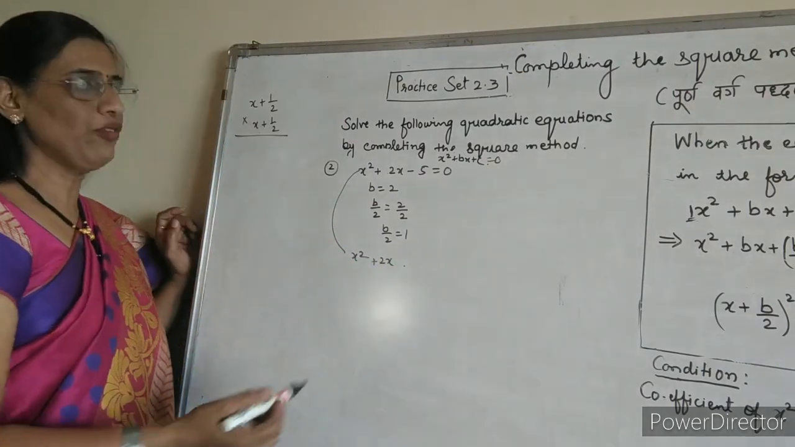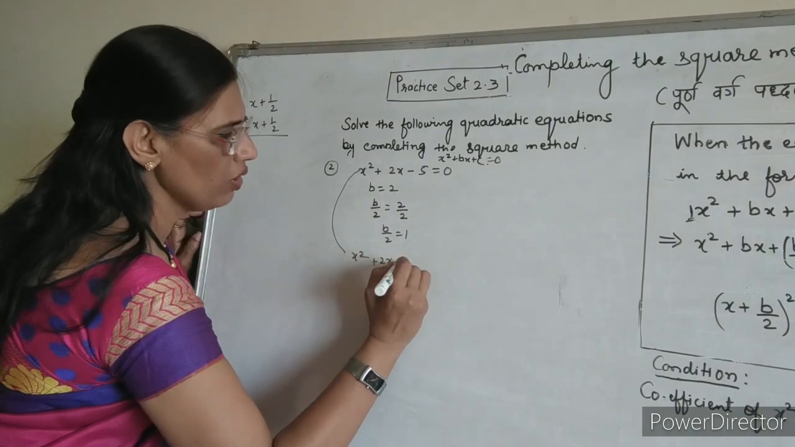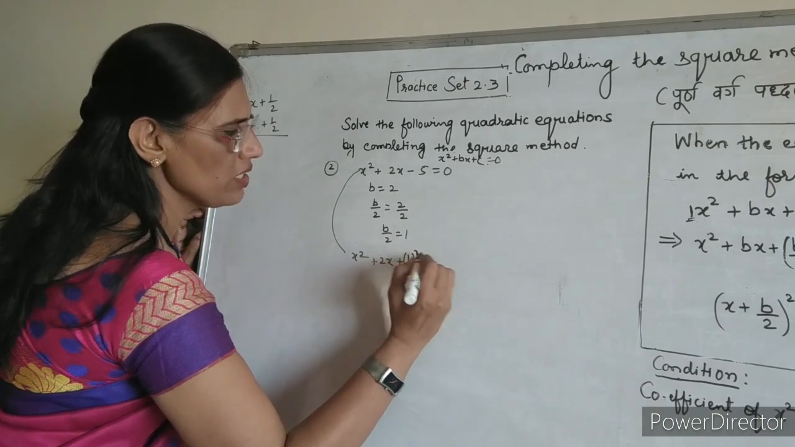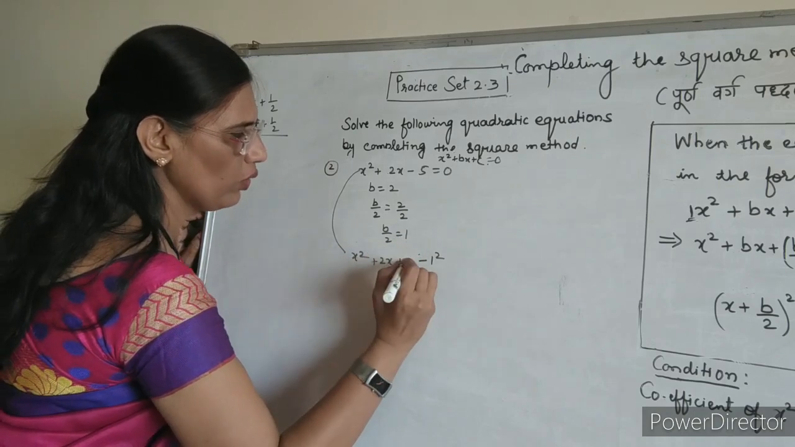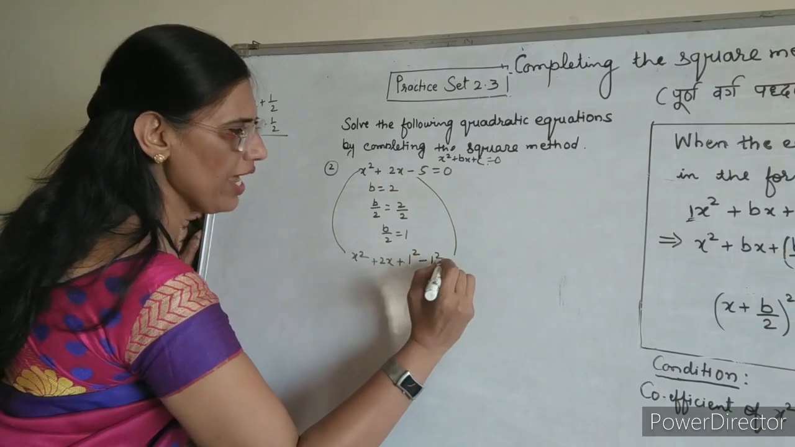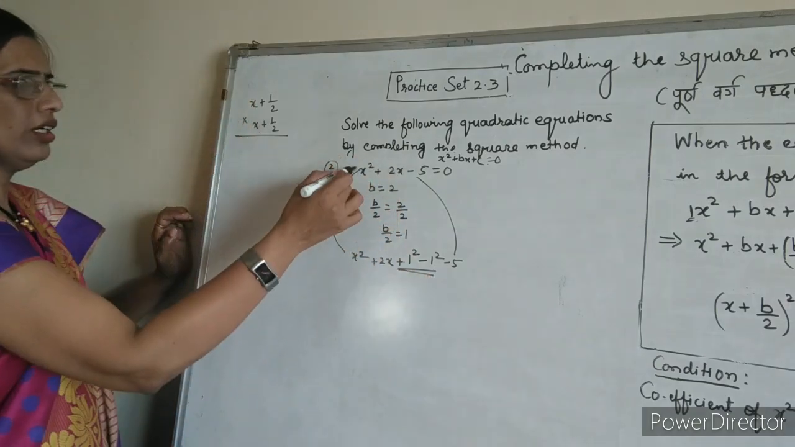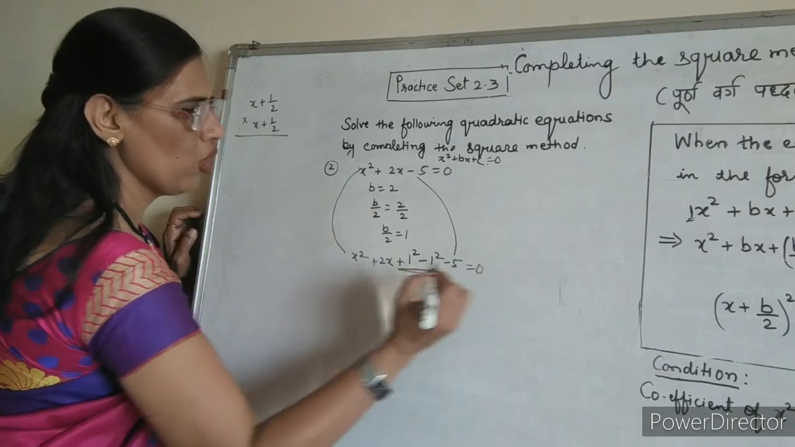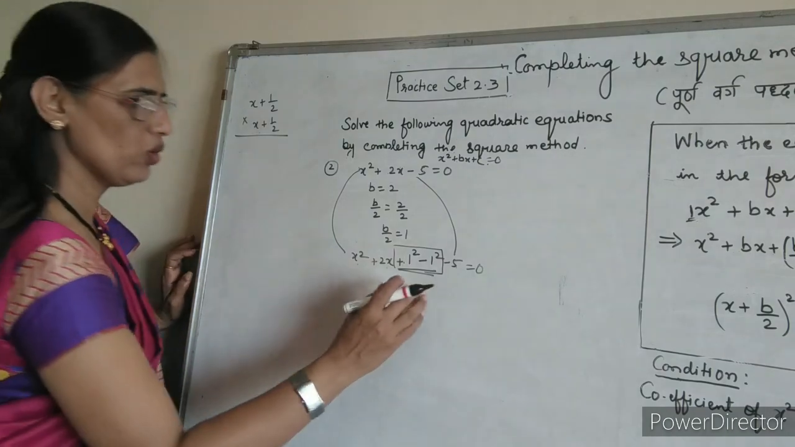What we have to do? We have to add b upon 2 whole square and subtract b upon 2 whole square. So our b upon 2 is 1. So 1 square minus 1 square. Right? No need to give bracket here. Only 1 is there. So 1 square plus 1 square. Then negative 5 as it is. Again observe changes. Here this as it is, negative 5 as it is. Only we have added b upon 2 whole square, subtracted b upon 2 whole square.